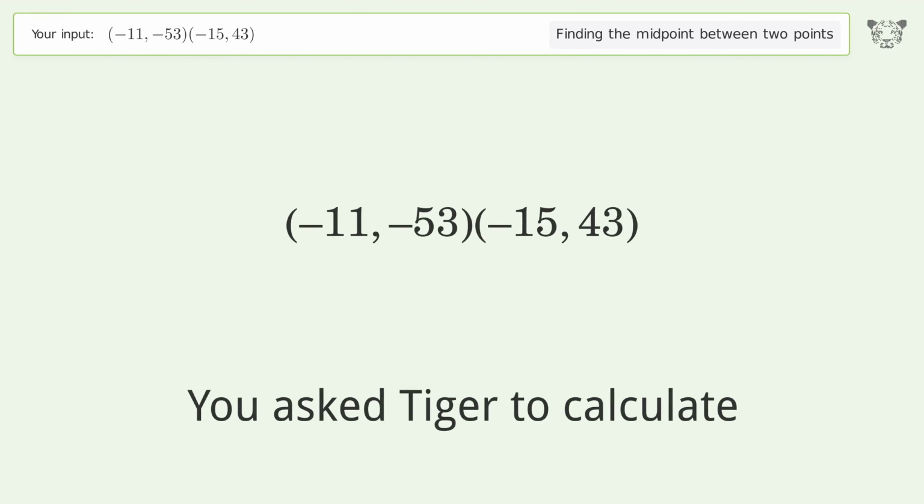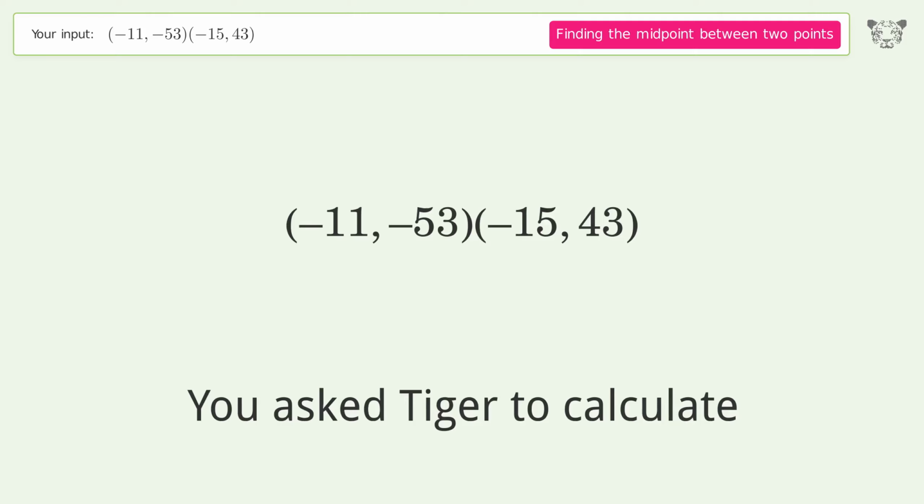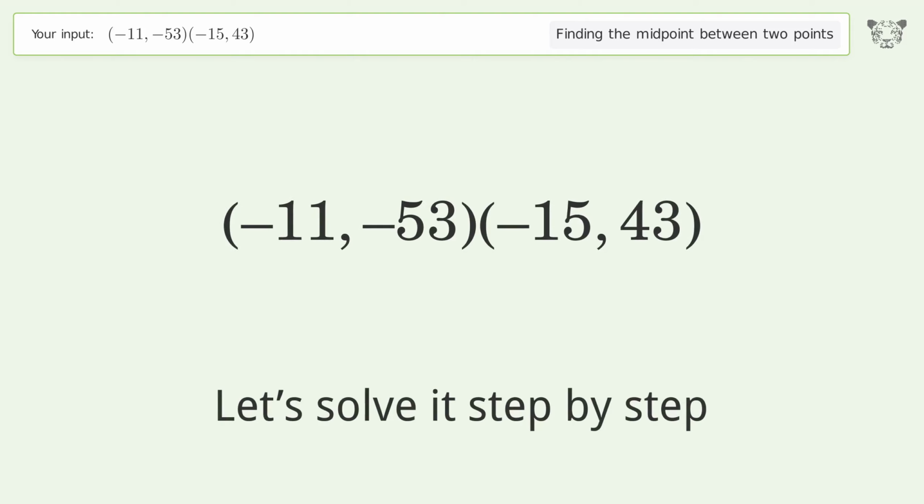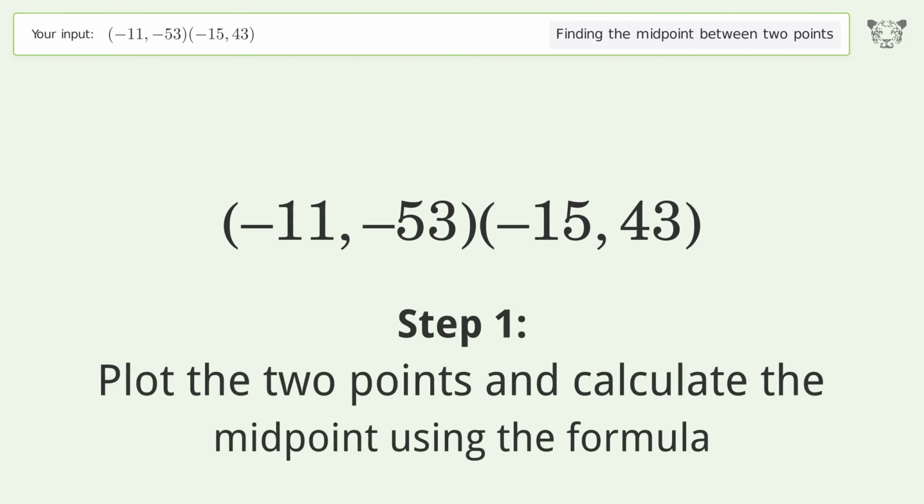You ask Tiger to calculate. This deals with finding the midpoint between 2 points. The midpoint between the 2 points is -13, -5. Let's solve it step by step. Plot the 2 points and calculate the midpoint using the formula.